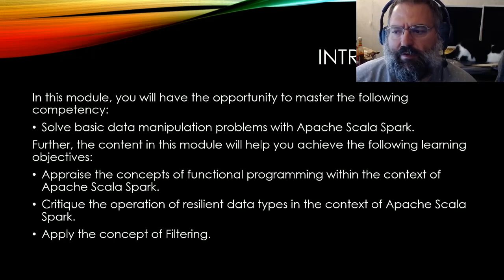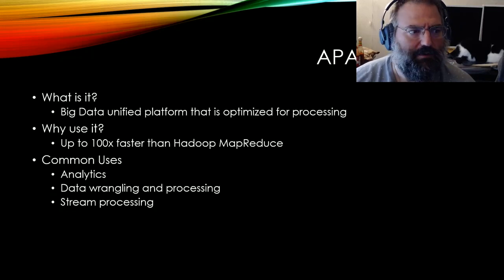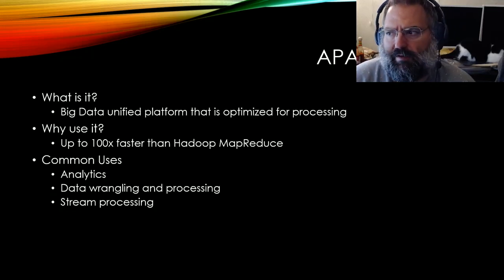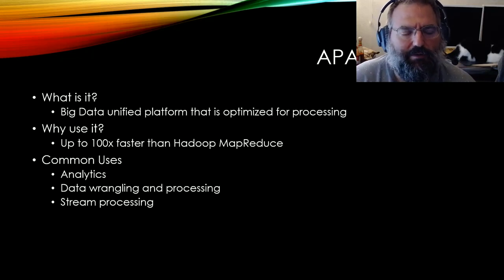So you do need to understand the concepts of functional programming, that it's essentially declarative: you're saying what you want to happen, and then Spark figures out how to do it. Then you need to understand resilient distributed data sets, which are the foundation of Apache Spark. It's the thing that makes Spark do what it does. And there's also the concept of filtering, something we do quite a bit whenever we're doing data manipulation.